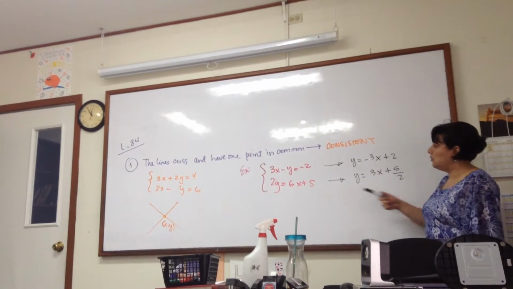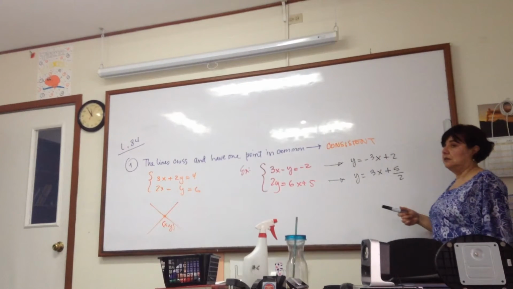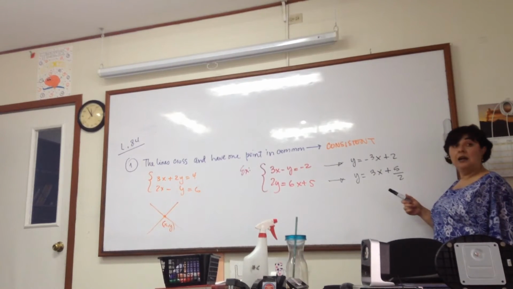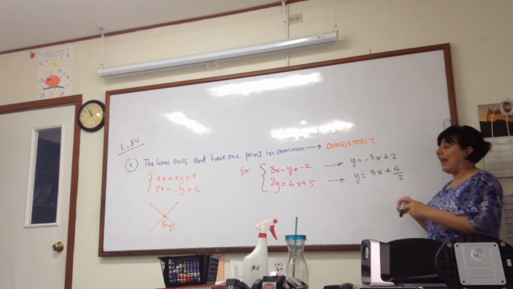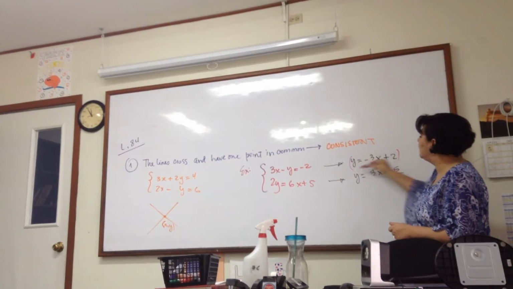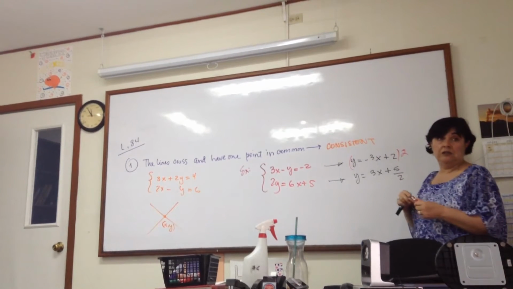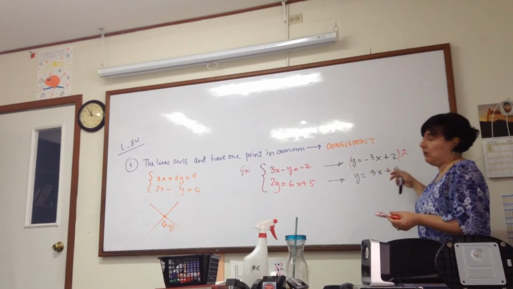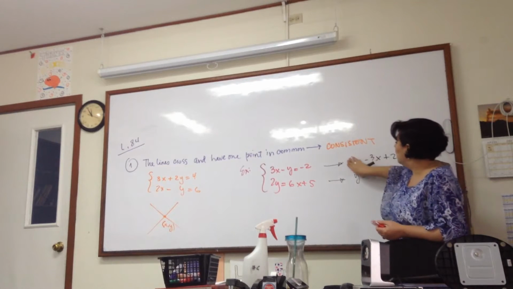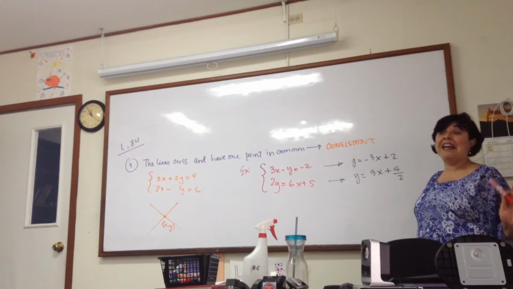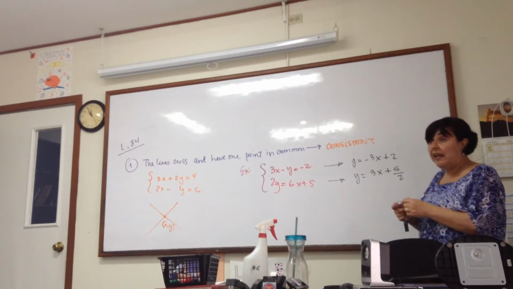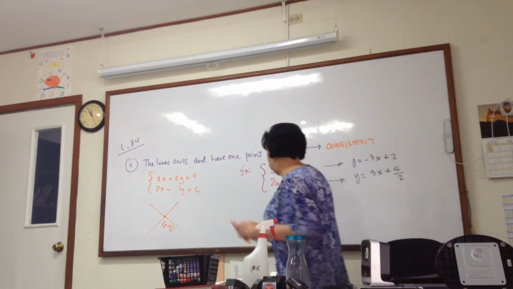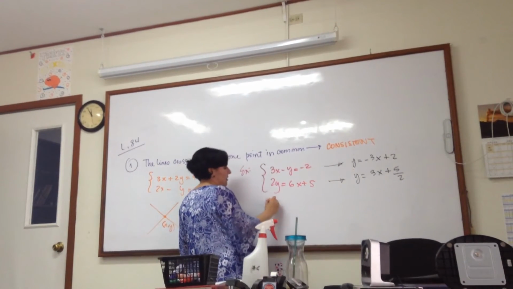No. Because you've got a minus here, so it changes it. Can you multiply this by a number, let's say 2, and get the bottom one? No. Can you divide the bottom one and get the top one? No. So it's not dependent, it's not inconsistent, so it must be consistent. And that's all you have to say, consistent.